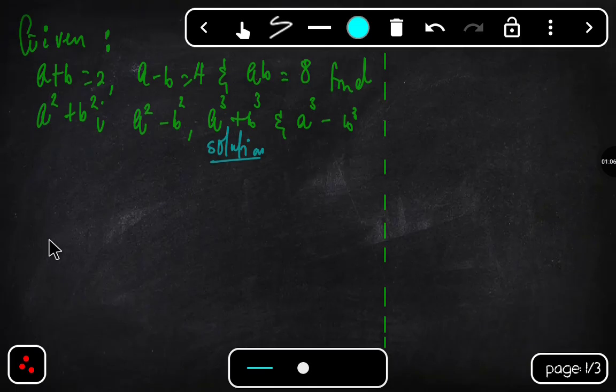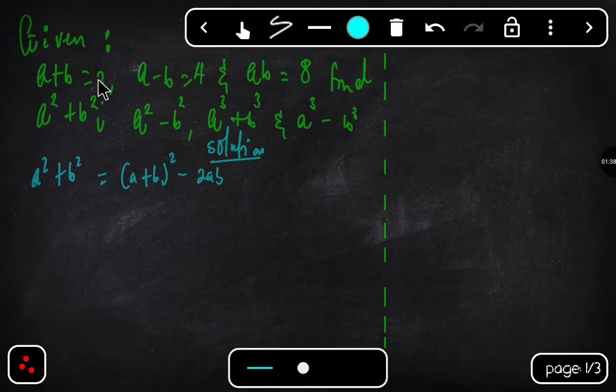Okay, so let's start with the first one, which is a squared plus b squared. So how can we get this? a squared plus b squared is equal to a plus b raised to the power of 2 minus 2ab. All these algebraic identities are very important for us to know. Because if you expand this, you're going to have a squared plus 2ab plus b squared, then minus 2ab. This is going to give us a squared plus b squared. You understand? So it's very easy to remember.